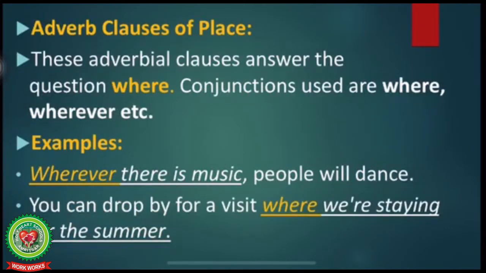So similarly, see the next example. You can drop by for a visit where we are staying for the summer. Here again, where is a subordinating conjunction, and where we are staying for the summer is the subordinate clause. And you can drop by for a visit is the principal clause. Now again, you can ask the question, where can you drop by for a visit? So the answer, where we are staying for the summer, is the adverb clause of place.